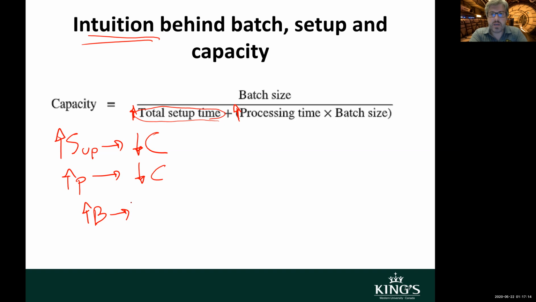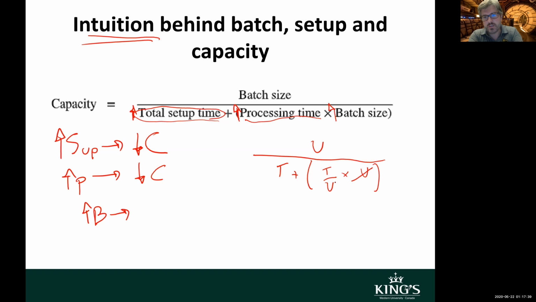Well, let's look at batch size. Batch size happens over here. So you're increasing your denominator, but this is being multiplied by time. So let's see. Batch size is units. Total setup time is time. Processing time is time per unit, like I showed before, and batch size is units, right?